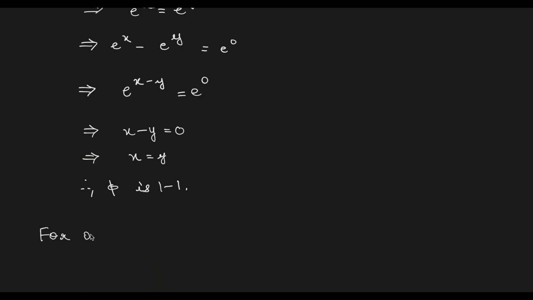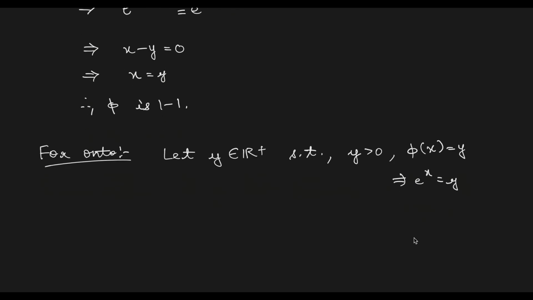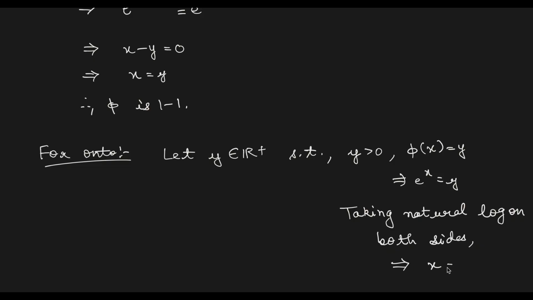For onto, for an element in the codomain such that y is greater than 0, phi(x) = y implies e to the power x is equal to y. Now taking natural log on both sides, x is equal to ln y. This belongs to real numbers. So phi is onto.